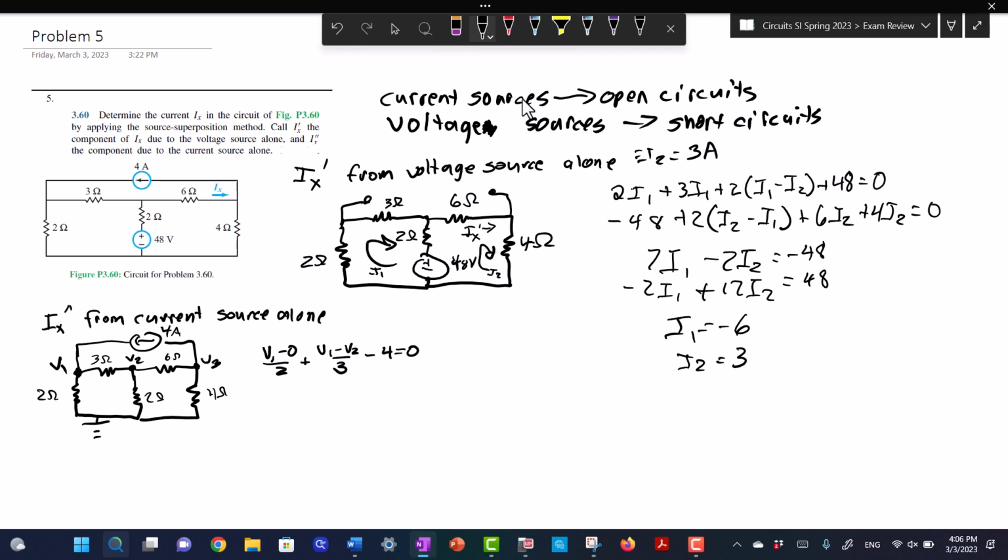Okay, and then V2. So I have V2 minus V1 over 3 plus V2 minus 0 over 2 plus V2 minus V3 over 6 equals 0. And for V3, I have 4 amps coming out, so that's a positive, plus V3 minus V2 over 6 plus V3 minus 0 over 4 equals 0.